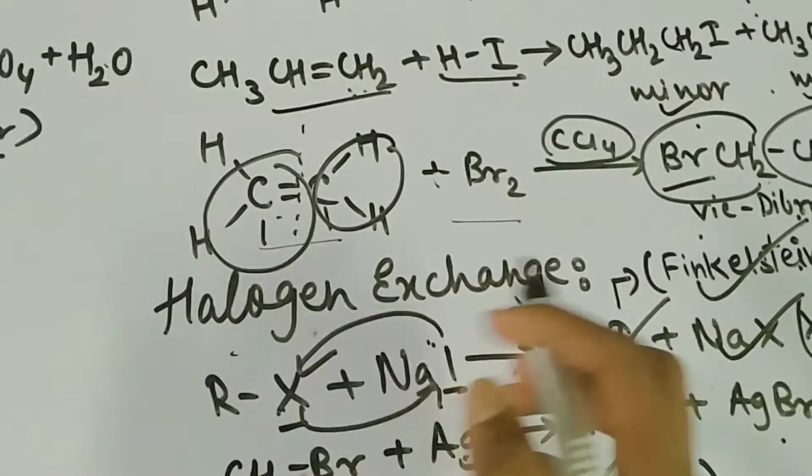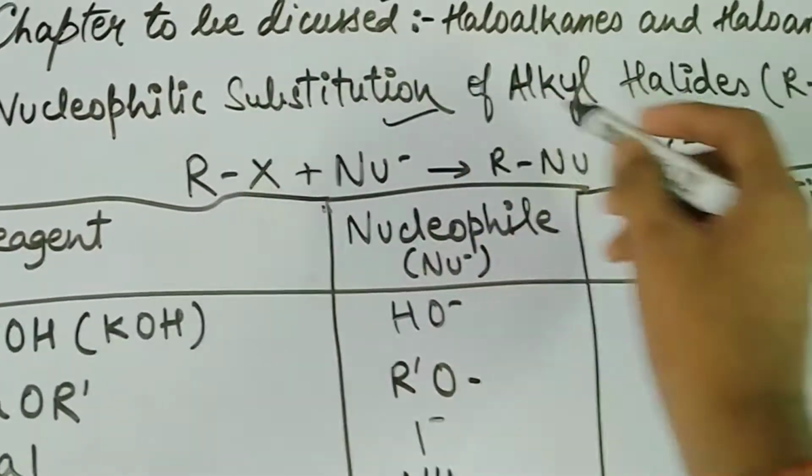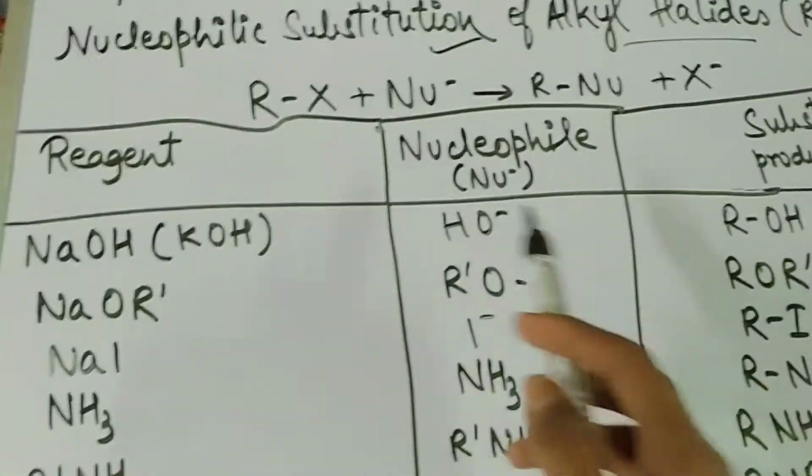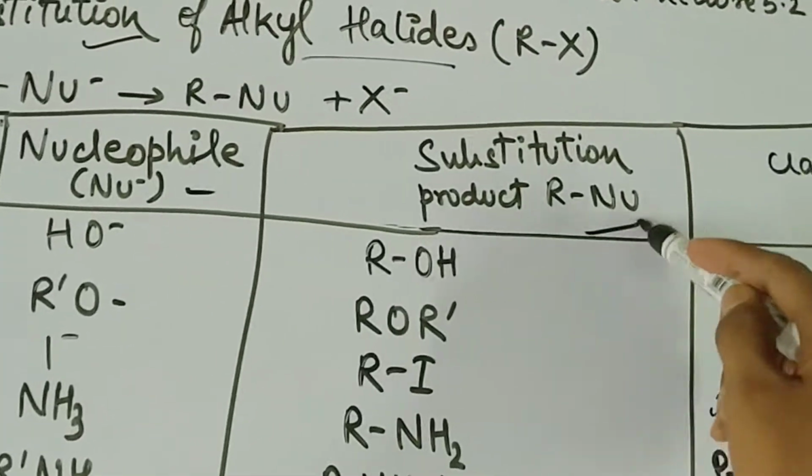Now we take our next reactions. We'll be discussing the nucleophilic substitution of alkyl halides. Here we take the reagents, the nucleophile, the substitution product we get and the class of the main product.